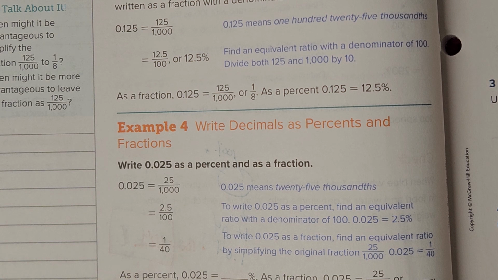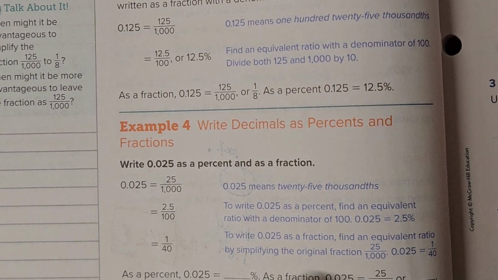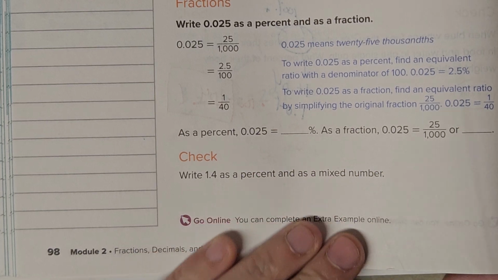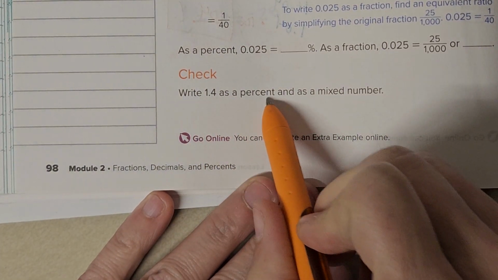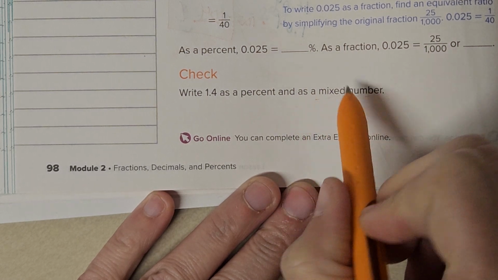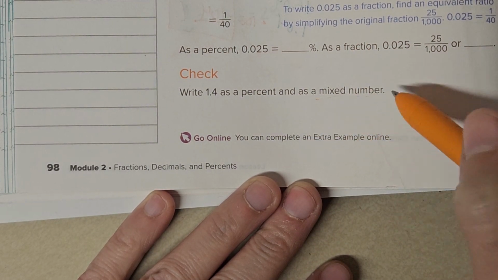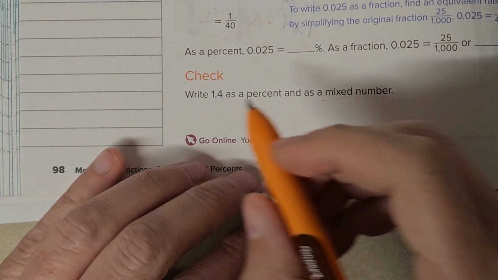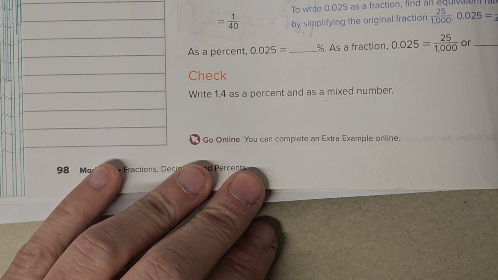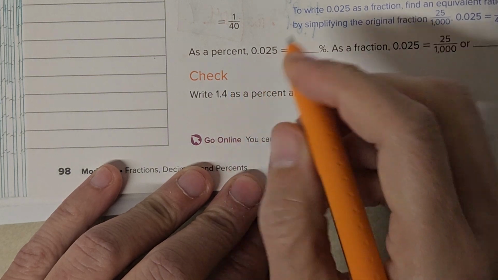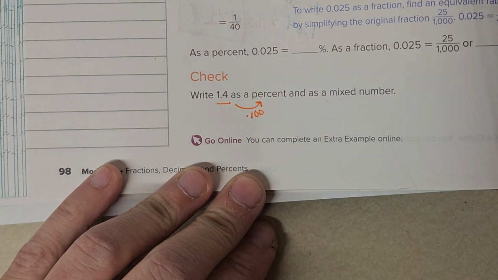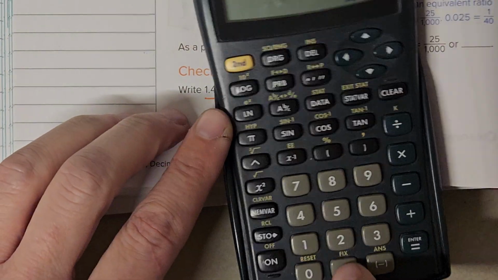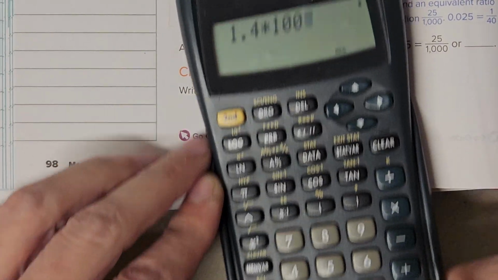This is a big lesson, everybody. Okay, let's go down here to the check. Write 1.4 as a percent and as a mixed number. We already know it's a mixed number. What they mean here as a fraction, and to simplify your fractions, you'd have it as a mixed number. Okay, 1.4 as a percent. Well, we just learned to get from a decimal to a percent, you times by 100. 1.4 times 100 is 140.